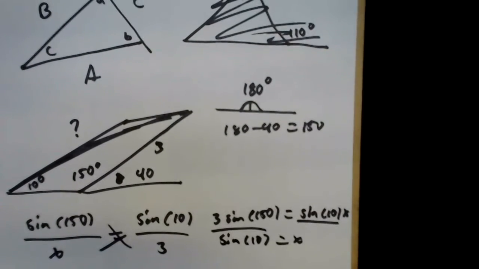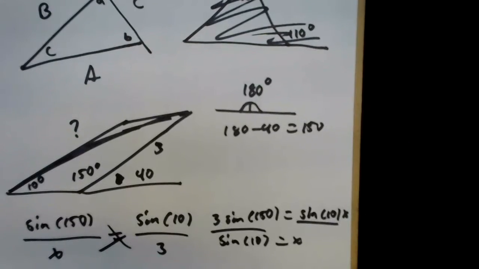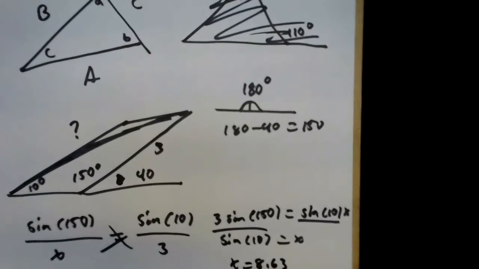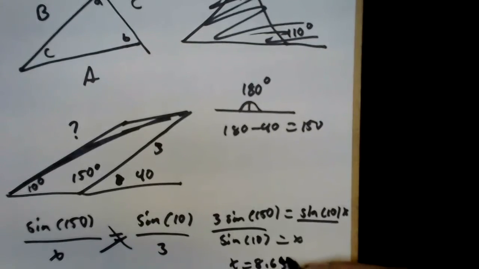You can plug this full thing into your calculator. 3 sine of 150 divided by sine of 10, and you get x equals 8.63. Or if you want to round up, it'd be 8.64.